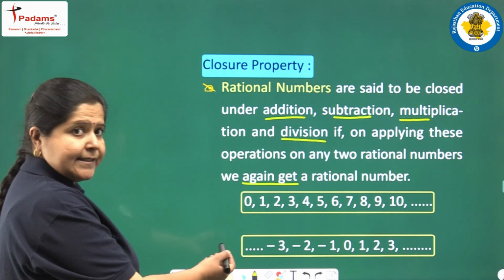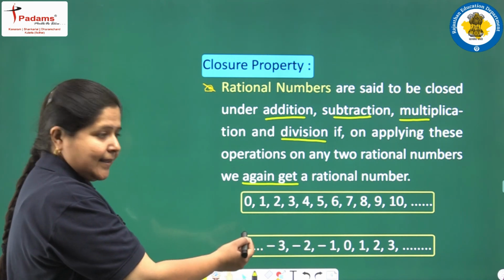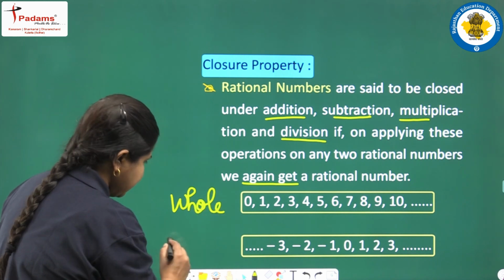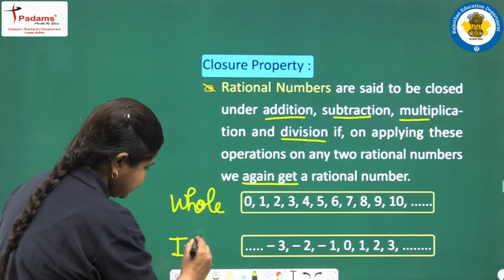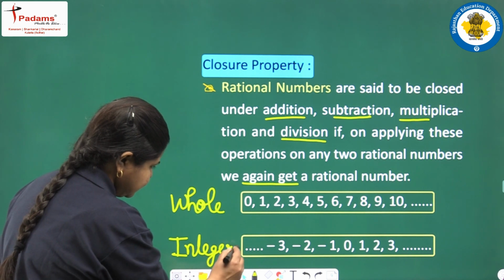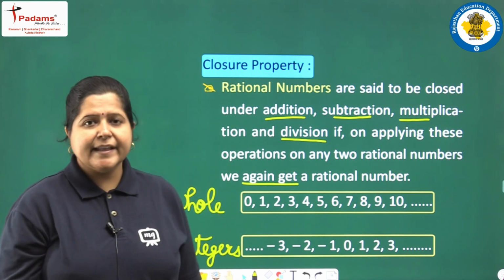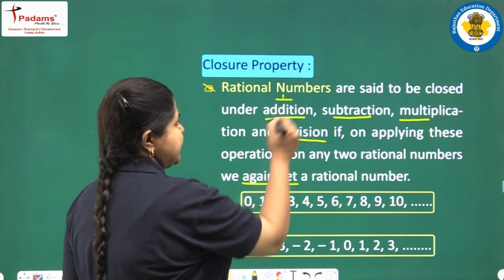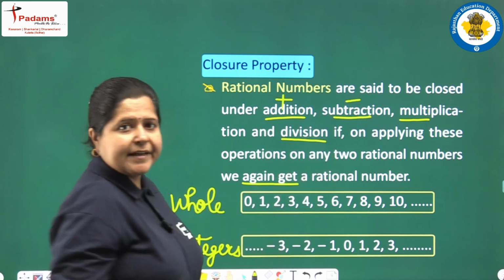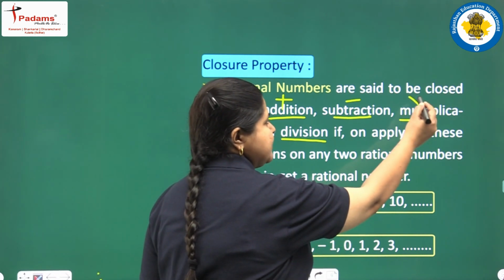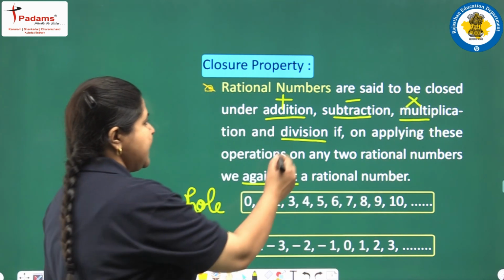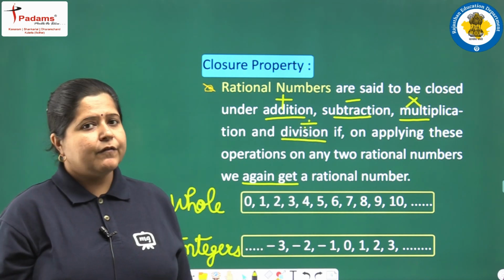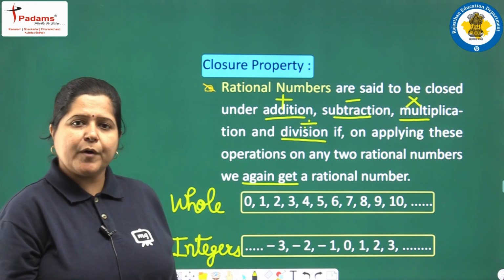You are familiar with these numbers. Which numbers are they? Yes, these are whole numbers and these are integers. Remember, there are basically four mathematical operations: addition, that is plus; subtraction, that is minus; multiplication means multiply; and division you all know. These are the four basic operations for which we will be checking the closure property.